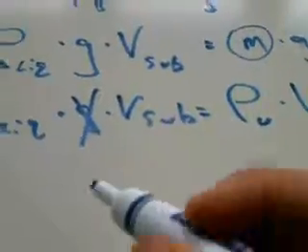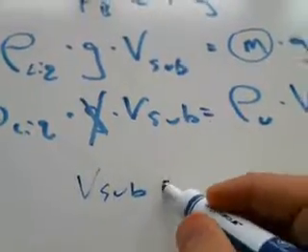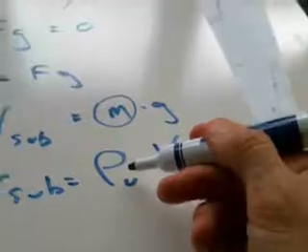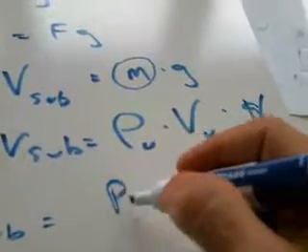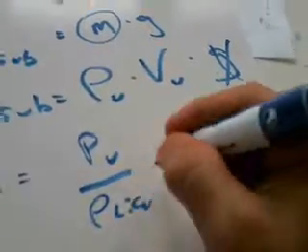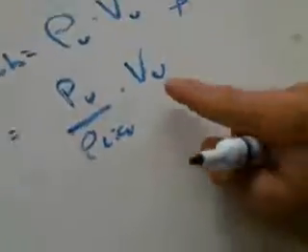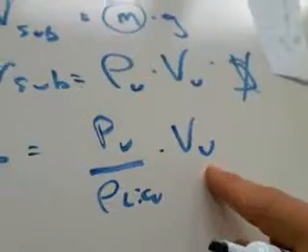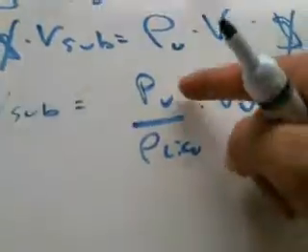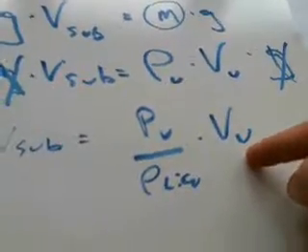What that means is I will take the V sub and set that equal to the density of u divided by the density of the liquid. So all I'm doing is moving that density of liquid over and then multiplying it by the volume of u. Whatever the volume of u is, it doesn't matter, the total volume. What matters is the ratio of densities times that volume of u.